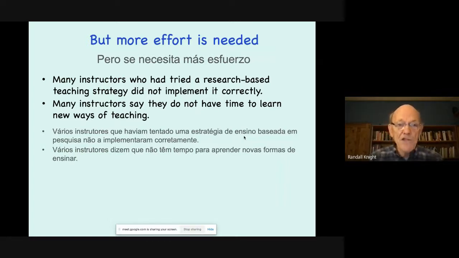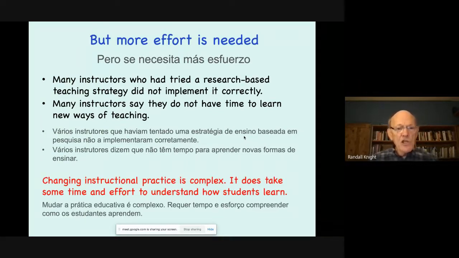And not surprising, professors are busy people. So many say, well, I might like to teach better, but I simply don't have time to learn new ways of teaching. So changing instructional practices is complex, it's slow, and it does take some time and effort. That's why, in a talk like this, I try to summarize that we know a lot about how students learn, but instructors need to take some time and effort to learn that themselves so that it can influence how they teach.